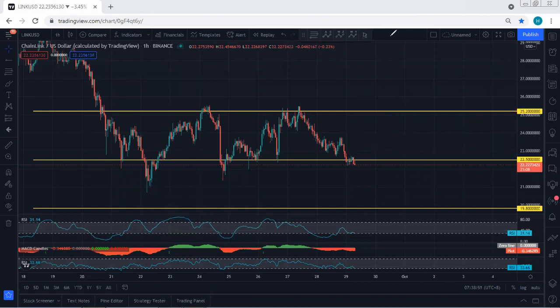Okay, anyway, we just follow the chart. This is how we can look for the next trade. And in this case, we just follow the chart. If I see any update, I will share.